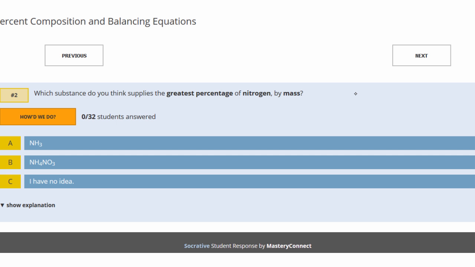And again, this one I'm just trying to gather your impressions. Which of these two do you think supplies the greatest percentage of nitrogen by mass? Is it ammonia? Is it ammonium nitrate? Or do you really have no idea? Answer honestly. What do you think?